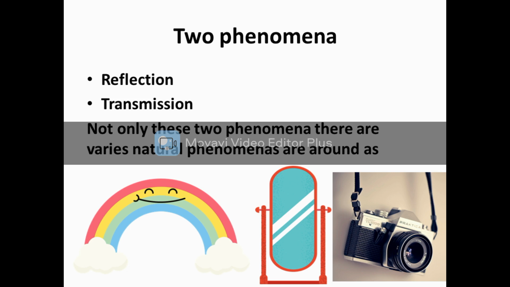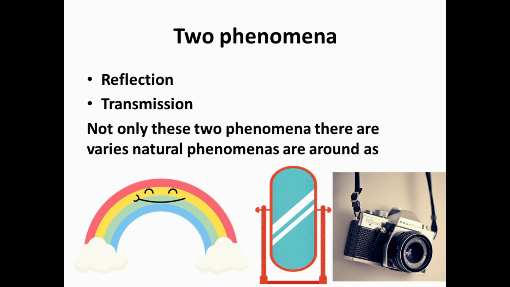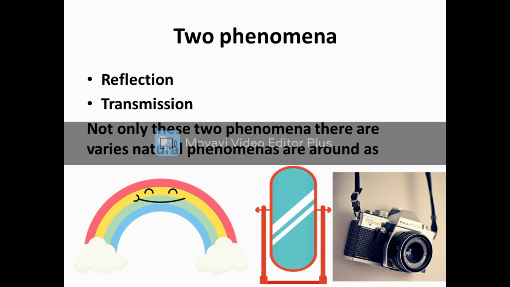Not only these two phenomena, there are various natural phenomena that occur in nature. One is the rainbow, and our camera works under the principles of the same light phenomena, and our mirror is also a reflection example. These are all things we naturally see in our day to day life.